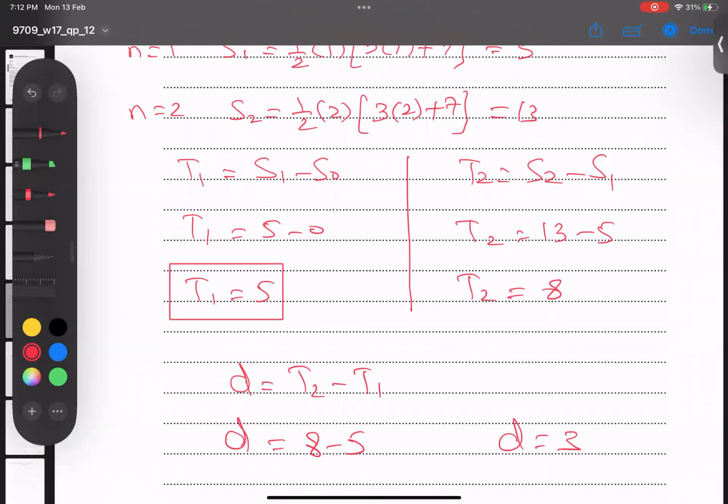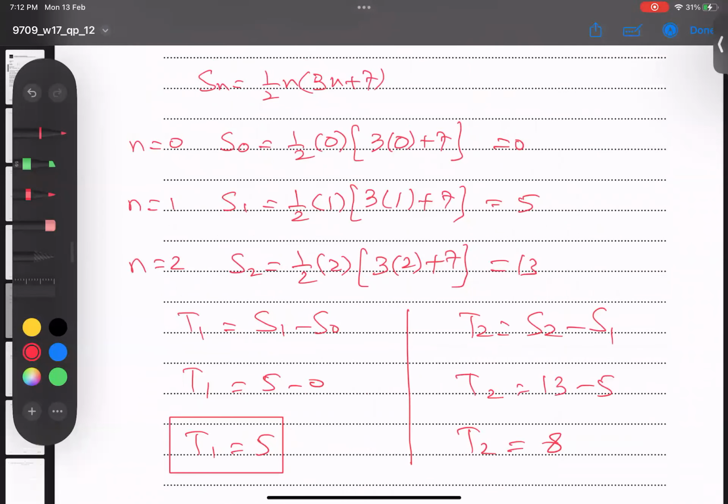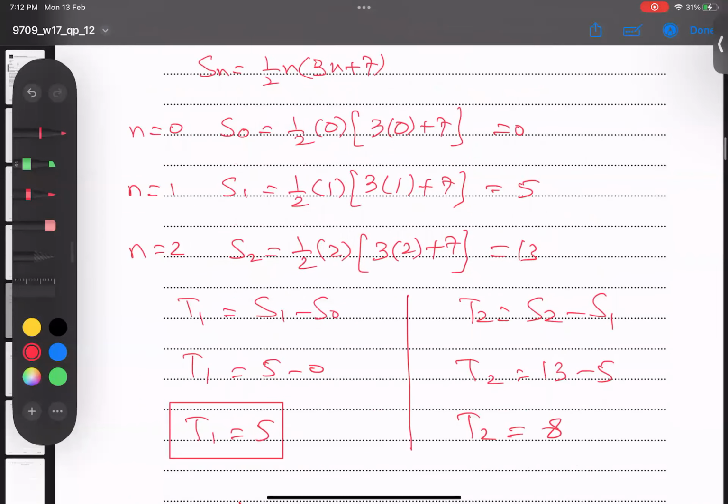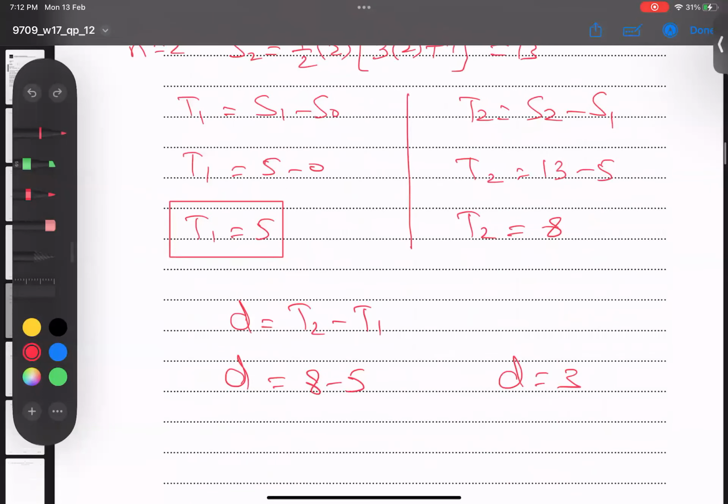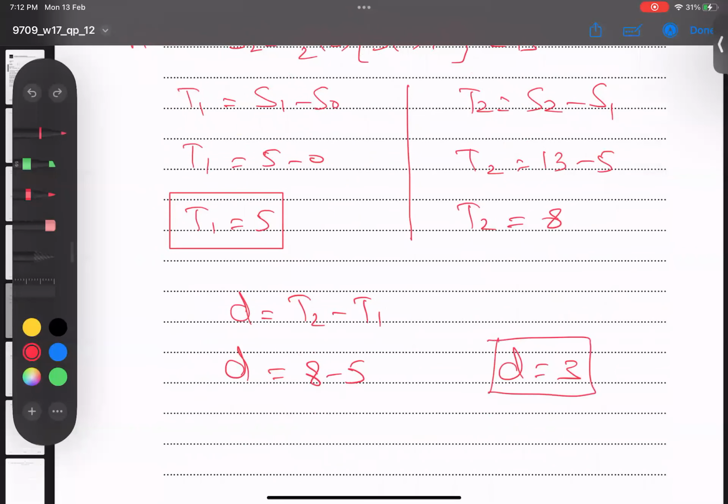But wait a minute, let me recheck once again. T2 is S2 minus S1, and the sum of two terms is 13. The sum of the first term, one term, is 5. Yeah, I think all okay. And this idea is very, very clear. I hope the concept is completely finished.